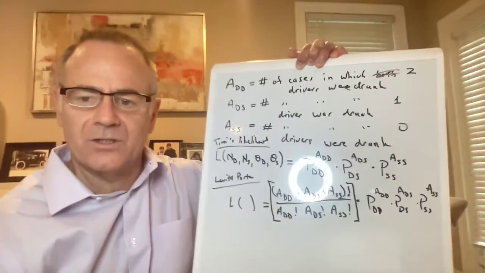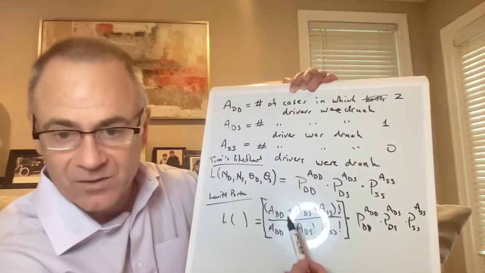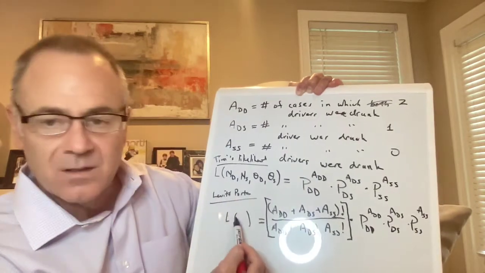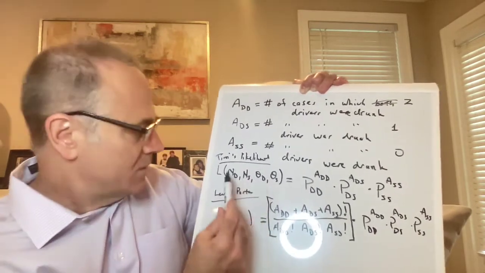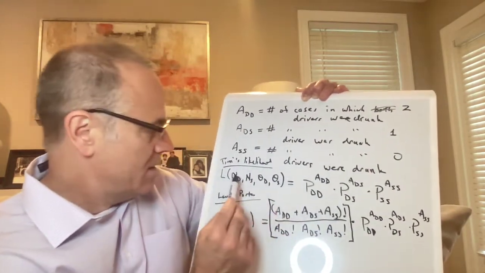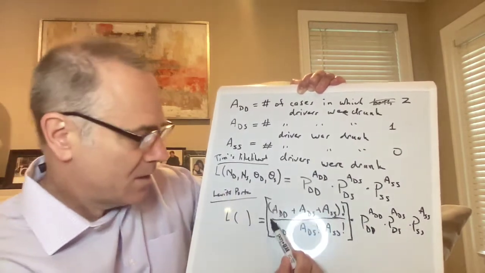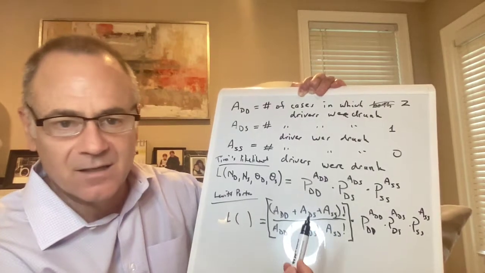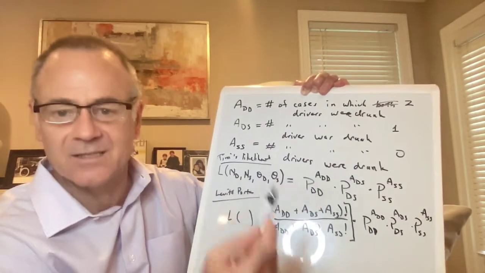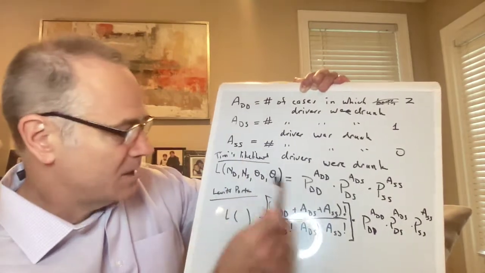The key thing I want you to notice, remember, as I told you, is that these A terms are just data. We're not varying those to maximize L. So for our purposes, which is to pick N_D, N_S, theta_D, theta_S to maximize L, this term in brackets is just a constant. We can't change the value of that by varying N_D, N_S, and so on. So what we have is Tim's likelihood function.